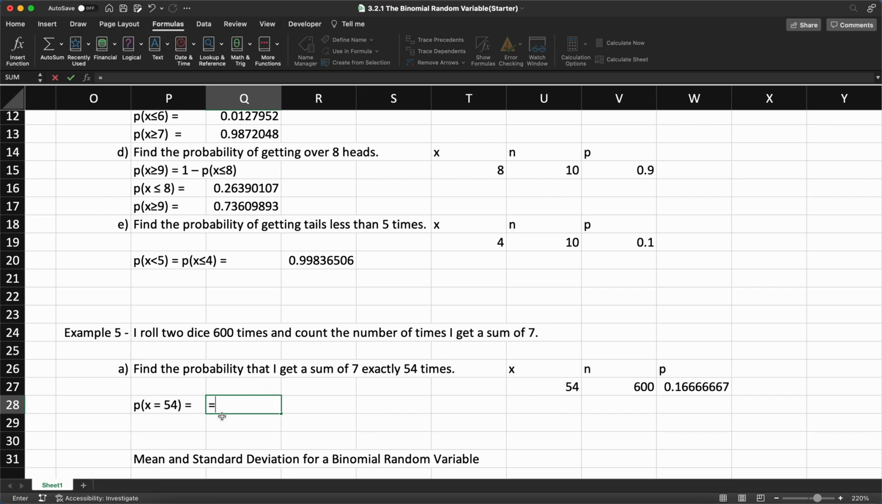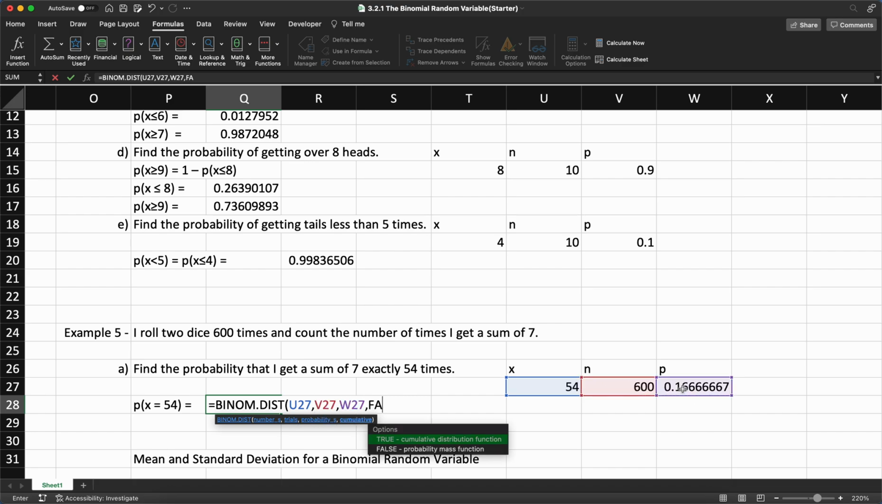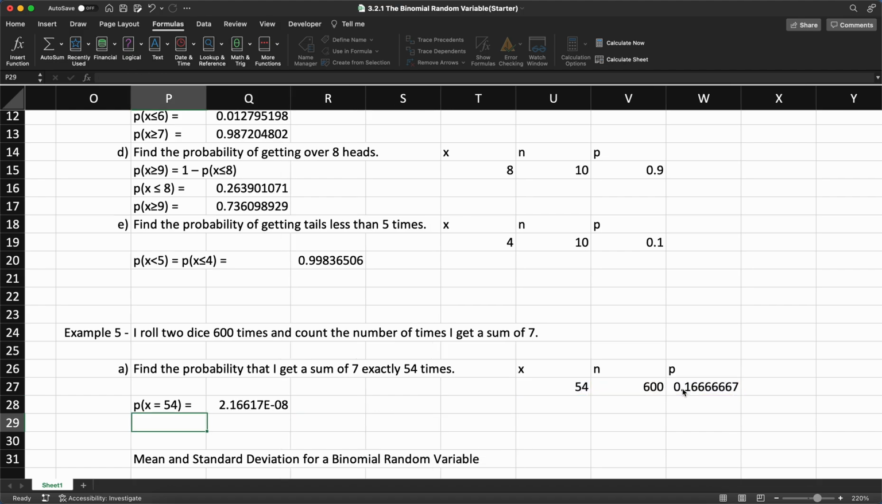So I'm going to use my binomial distribution function, binom.dist, x, comma n, comma p, comma false, because we want exactly, not cumulative. And that's a small number. Close to 0, pretty much 0. It's 0.000000216. So it's a very small number. It's basically 0. Okay, so it's very unlikely that this would happen.